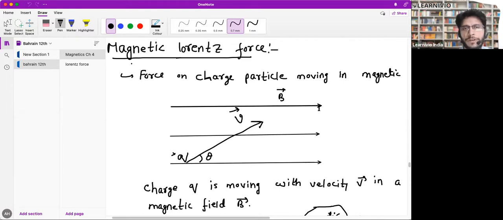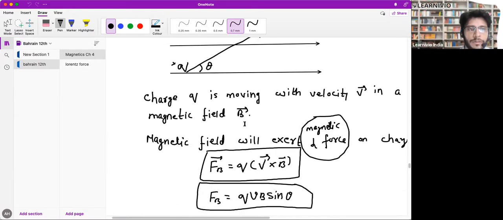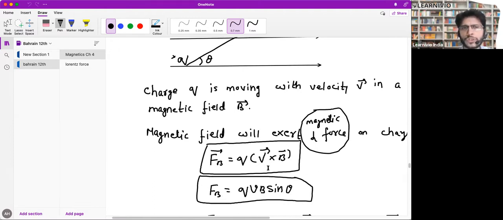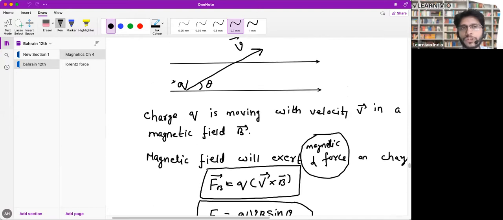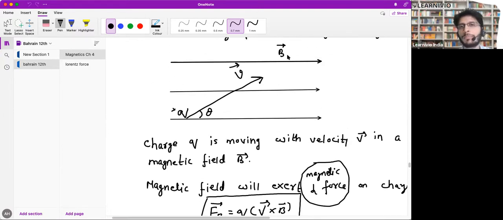If you have a magnetic field and a charged particle is moving with some velocity v at an angle theta to the magnetic field, then this magnetic field will exert a force on the charged particle. The force exerted by the magnetic field on the charged particle is known as magnetic Lorentz force. We calculate it using this expression: QV cross B, or you can simply write this as QVB sine theta. This force is perpendicular to both velocity as well as magnetic field.